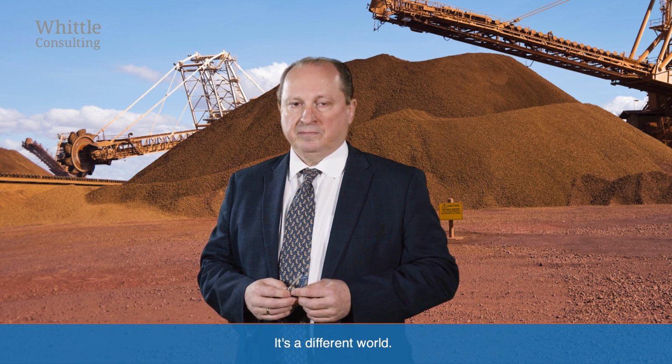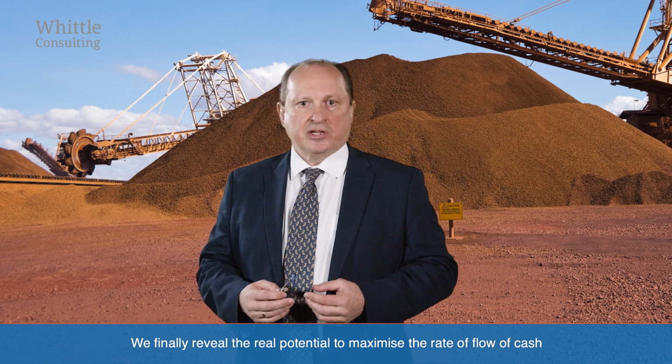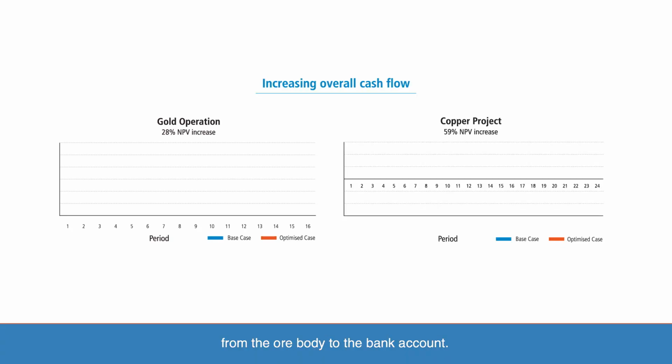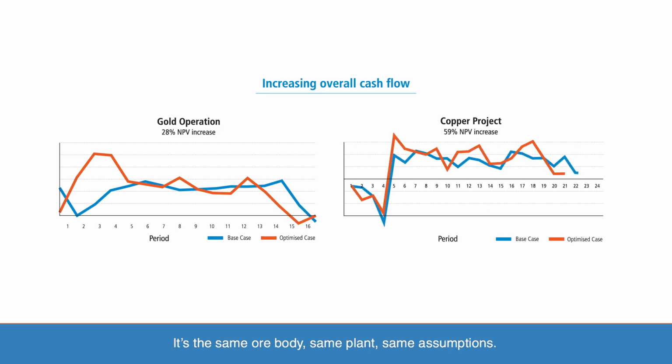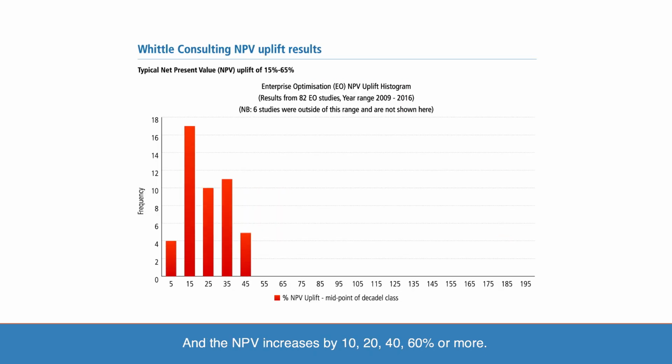It's a different world. We finally reveal the real potential to maximise the rate of flow of cash from the ore body to the bank account. The outcome can be dramatic. In many cases, the cash flow is doubled in the first 3 to 5 years. Same ore body, same plant, same assumptions, just a different conclusion on how to run the business. And the NPV increases 10, 20, 40, 60% or more.